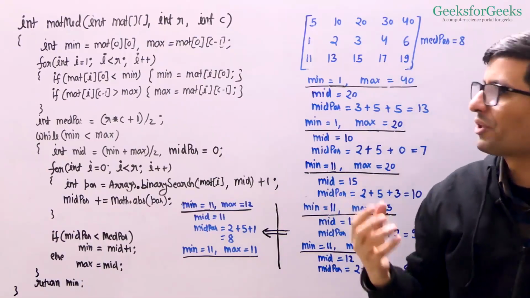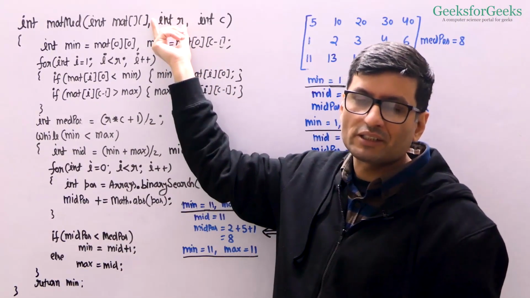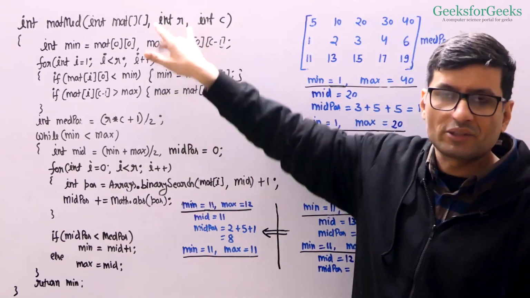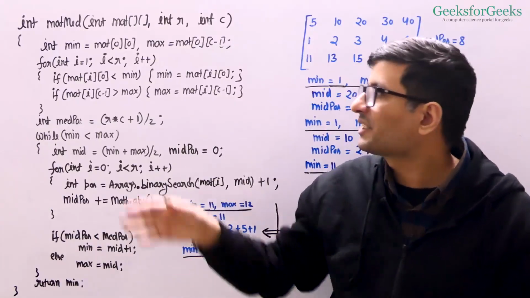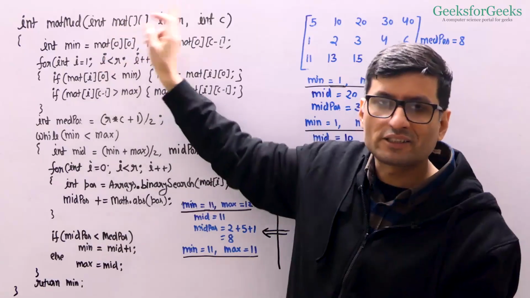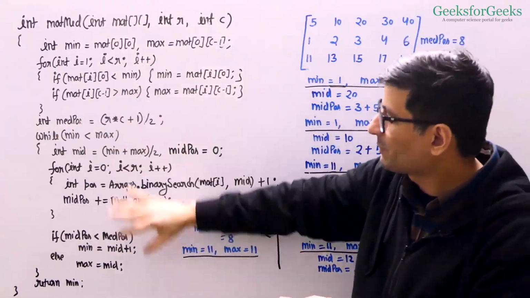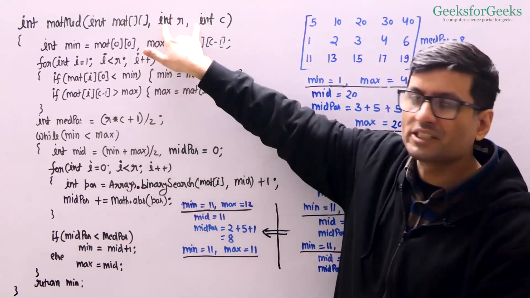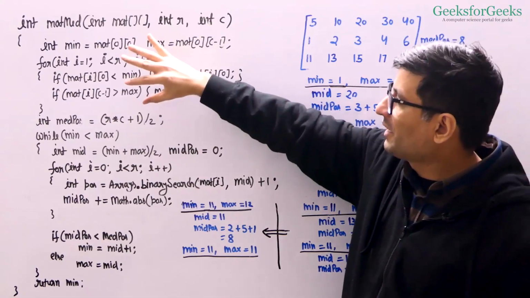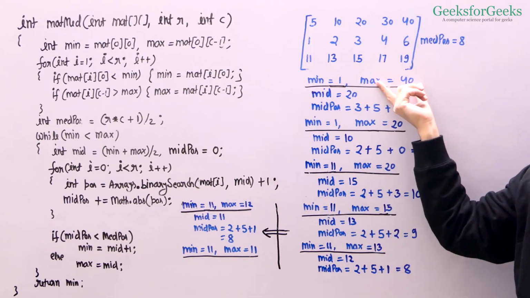One more thing that you would notice in the implementation is that I have two additional parameters, R and C. In Java, you don't need two additional parameters. You can pass the matrix as a normal matrix and you can compute R as mat.length and C as mat[0].length. But to save space on this whiteboard, I have taken R and C as extra parameters. So we compute the min and max in the matrix. In this matrix, the min is going to be 1 and the max is going to be 40.